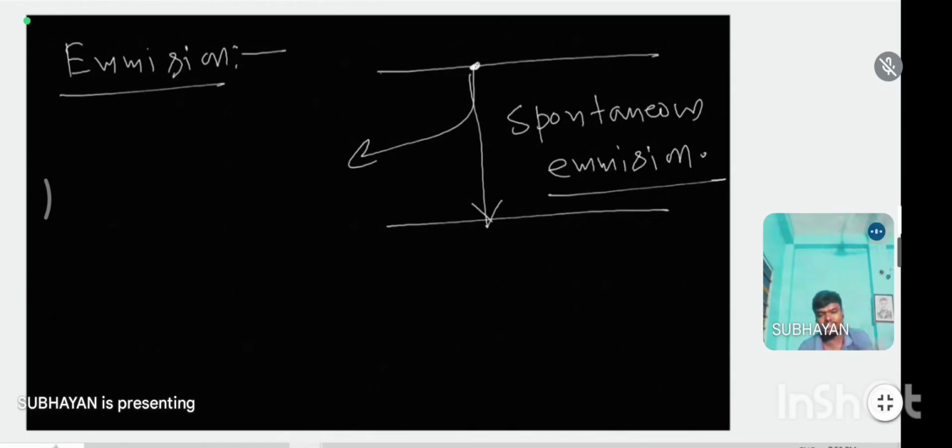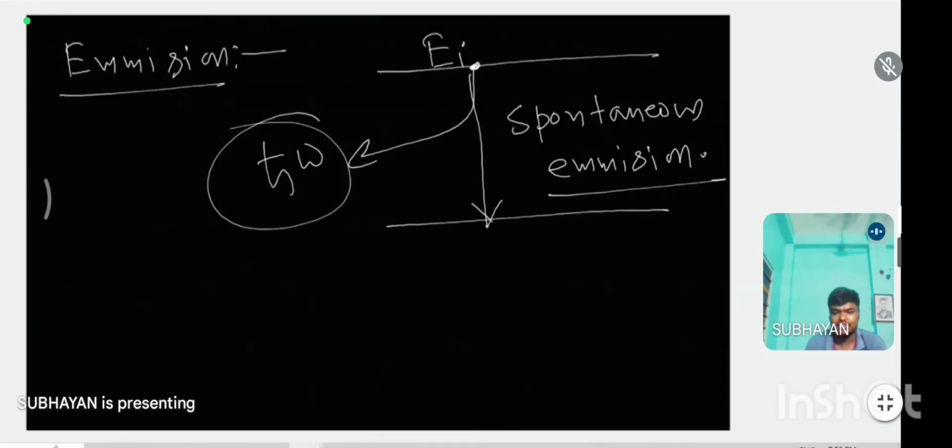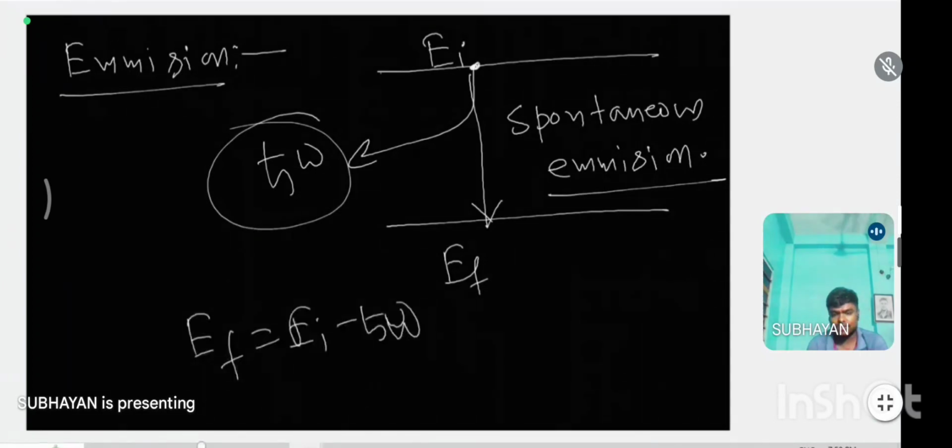The electron will make a spontaneous transition to the lower energy level, giving some electromagnetic wave or photon of energy h cut omega. And h cut omega is the gap of initial and final energy. This was the initial energy level Ei, and this is Ef. So Ef equals Ei minus h cut omega. So it will yield the transition. It will yield the electromagnetic wave of energy h cut omega. Okay. So this is the spontaneous emission. There is no role of perturbation in spontaneous emission. The electron will spontaneously emit.